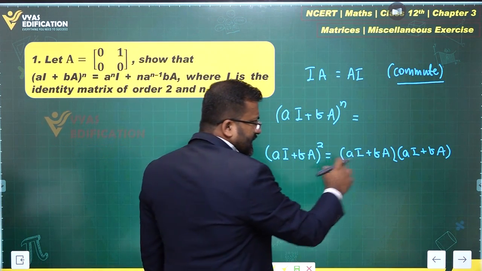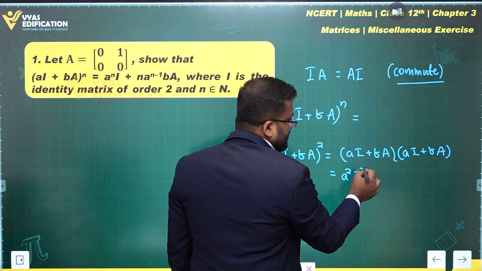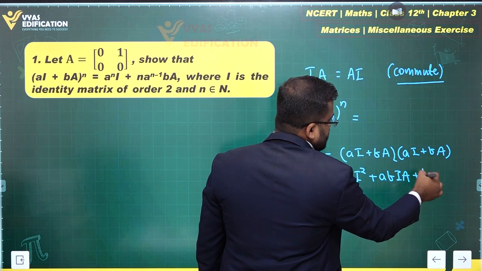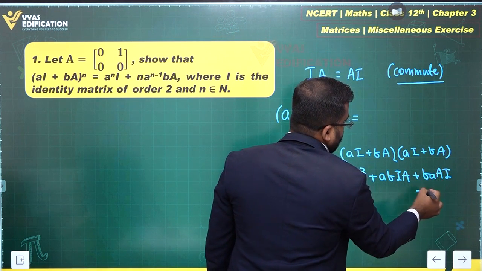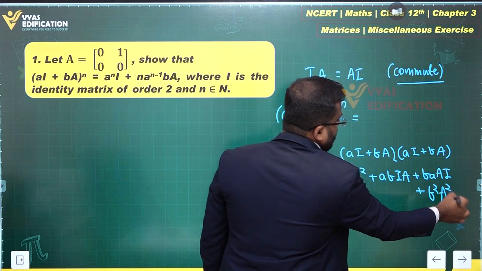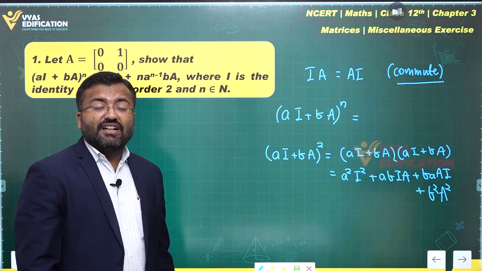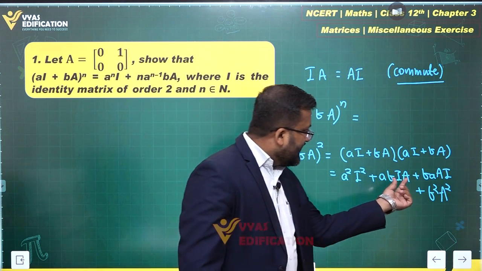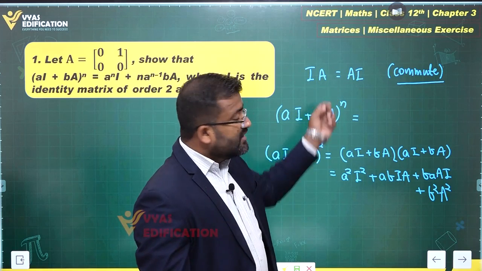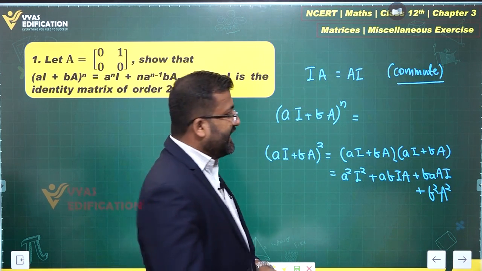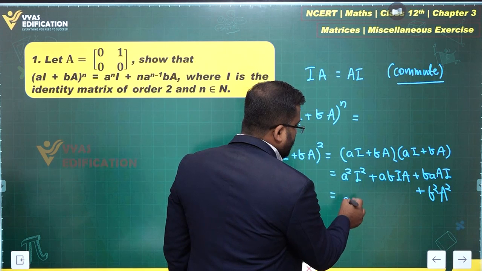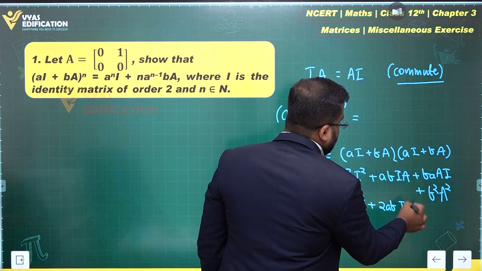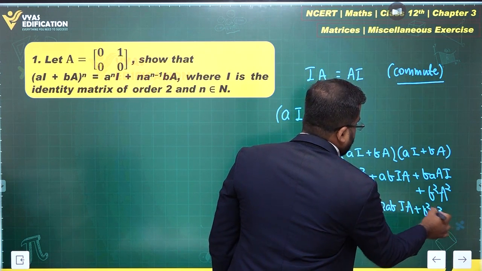So I can multiply them together. This would be a square times I square, plus abIA plus baAI, plus b square A square. This is what you can observe, right? These are the terms that you will obtain by simply applying the distributive law. But observe, this IA will be equal to this AI because the matrix I commutes with the matrix A, and this will become a square I square plus 2ab IA plus b square A square, right?